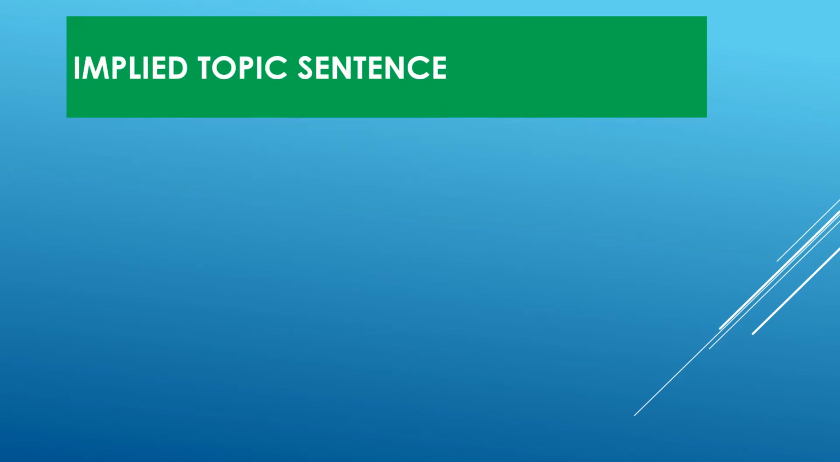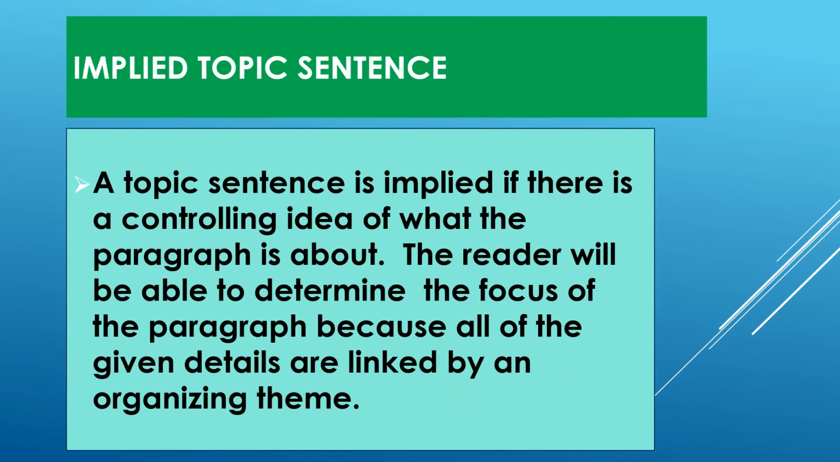Implied topic sentences, on the other hand, are topic sentences which are implied or not directly stated. There is a controlling idea of what the paragraph is about. The reader will be able to determine the focus of the paragraph because all of the given details are linked by an organizing theme.